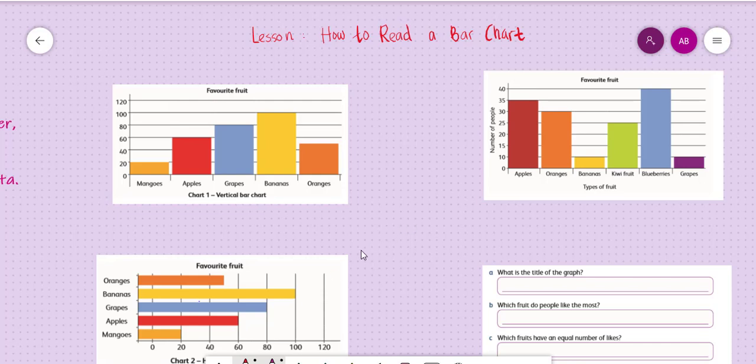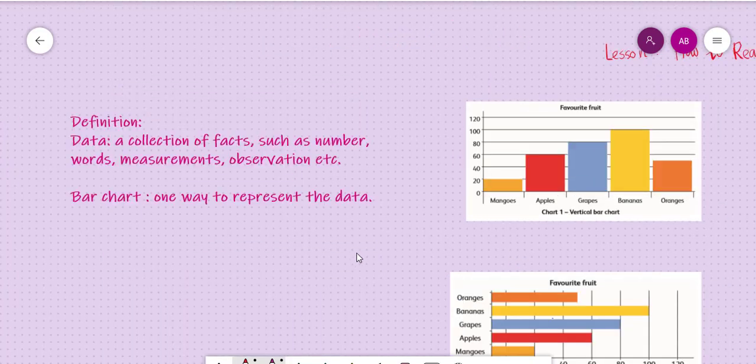Okay, in this video, I would like to discuss how to read the bar chart. Before we talk about how to read the bar chart, you need to know some definitions that connect to the bar chart itself. First of all is the data. What is the data? The data is actually a collection of facts such as numbers, words, measurements, and observations. In short, the data itself can be called information, everyone.